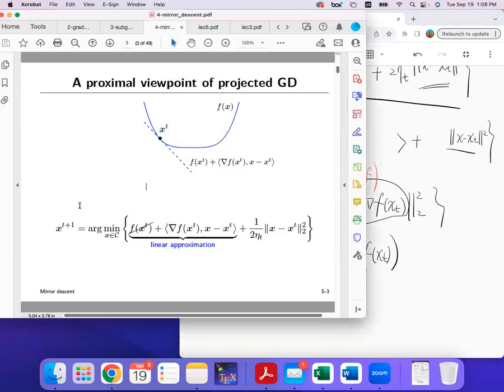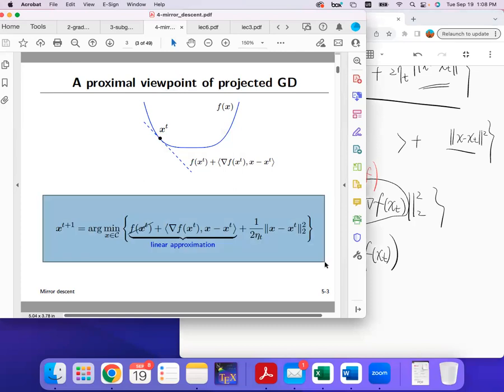Okay, so this shows that this is exactly another way to rewrite the projected gradient descent method. And why do we want to rewrite it in this way? Because this equation illustrates all the designs of this algorithm.